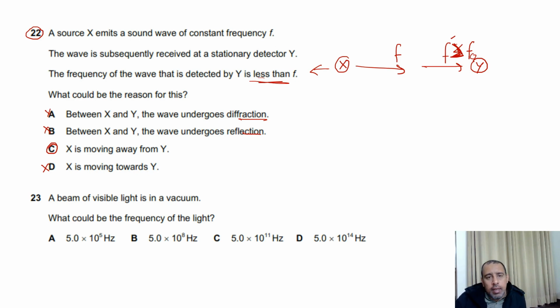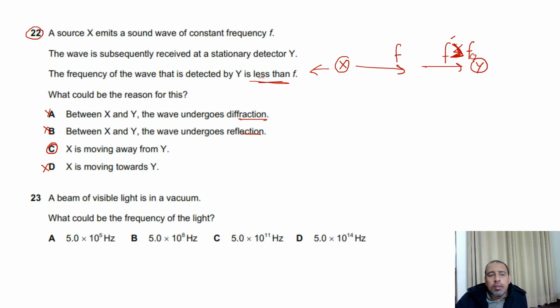From the Doppler's effect, if source and observer are stationary, you have some frequency. If the source is moving away or the observer is moving away, the frequency decreases. And if any of them move towards each other, the frequency increases.